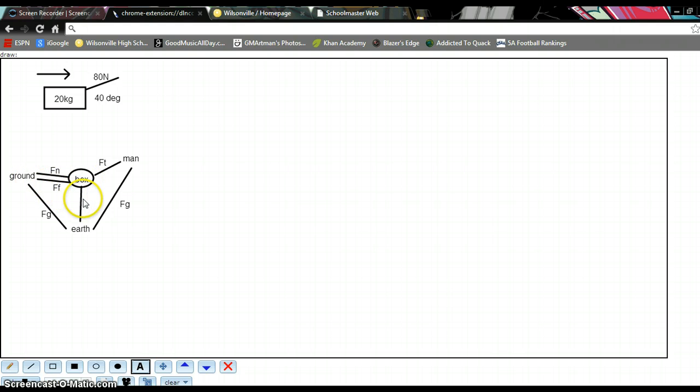There's a gravitational force. Oops, I forgot to put that in there. There's a gravitational force between the box and the earth, and a tension force between the man pulling it and the box.